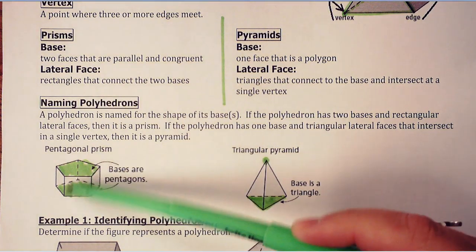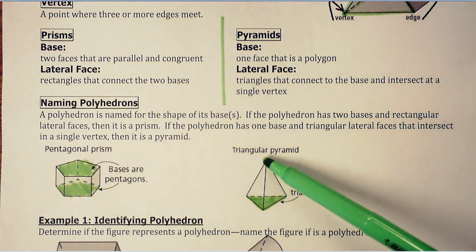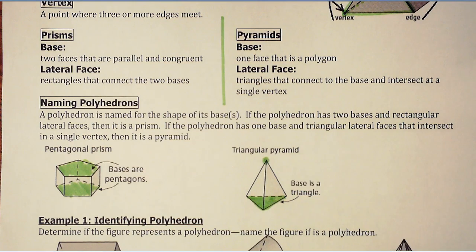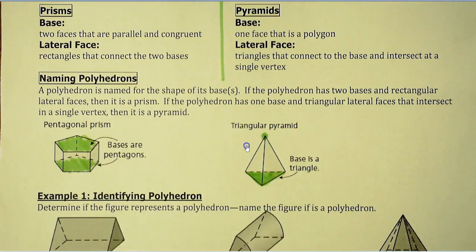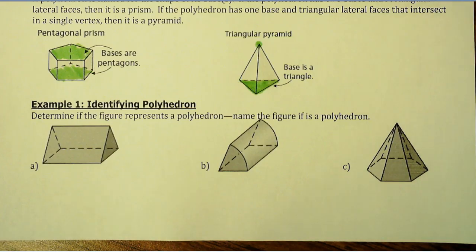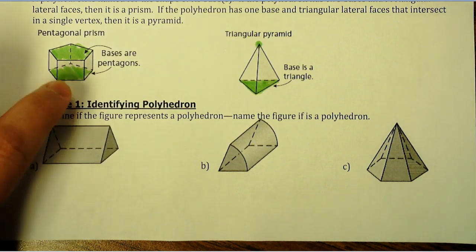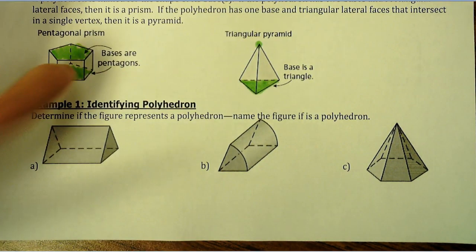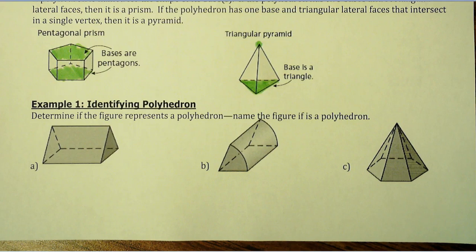So if you've got two bases, you've got a prism. If you've got one base and all the lateral faces connect at a single point, a vertex, then you have a pyramid. Alright, so we're going to come down to an example. Sometimes these can be tricky because just because you have a base doesn't necessarily mean the figure lies flat on the base, like that example there. So what you're looking for is: what shapes do you have, what faces are parallel, if any, do they come to a point, do you have any curves?